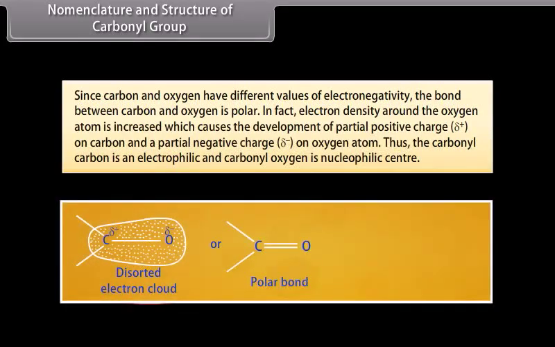Since carbon and oxygen have different values of electronegativity, the bond between carbon and oxygen is polar. In fact, electron density around the oxygen atom is increased, which causes the development of a partial positive charge on carbon and a partial negative charge on oxygen atom. Thus, the carbonyl carbon is an electrophilic and carbonyl oxygen is a nucleophilic center.